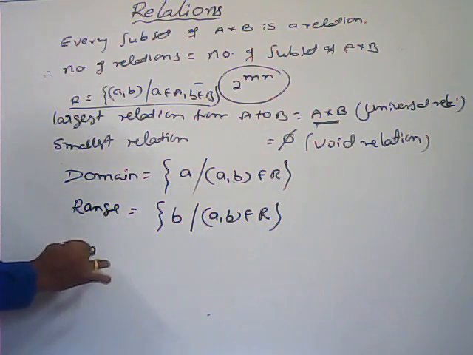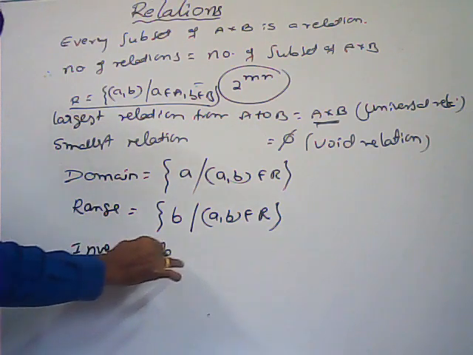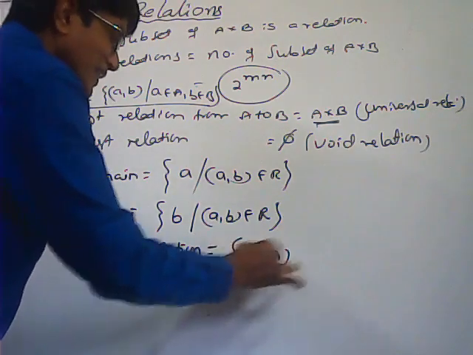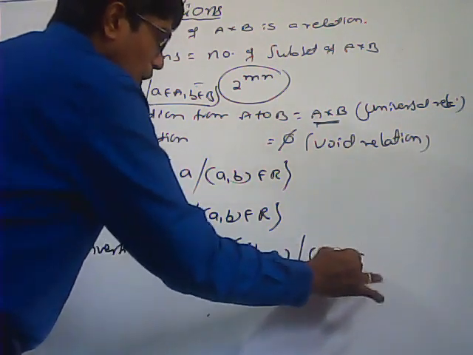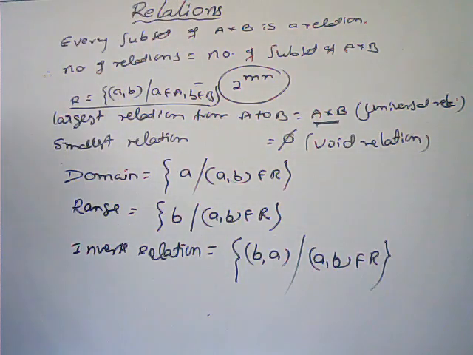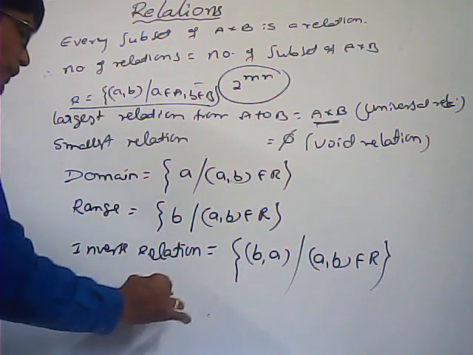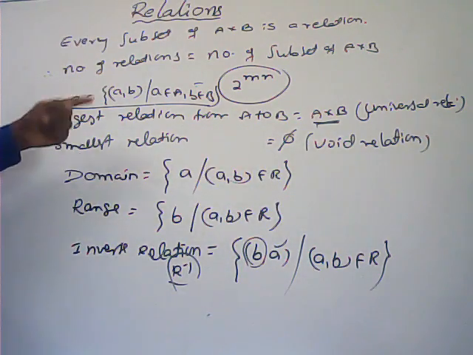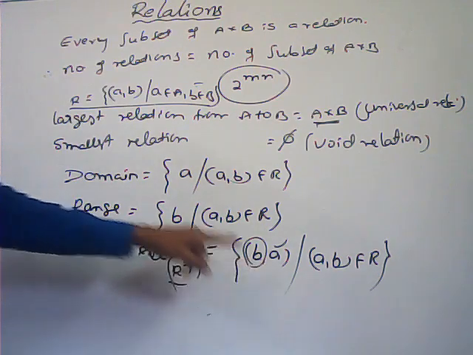And if I want to write inverse relation, that is equal to set of ordered pair B comma A such that if A comma B belongs to R, then in an inverse relation B comma A belongs to R inverse. This one we can represent with the R inverse. R inverse, that is equal to set of ordered pair B comma A, where A comma B belongs to R. So by observing these two, here what is the domain? B. And what about the range? A. So here domain of R inverse should be equal to range of R, and range of R inverse equals to domain of R.